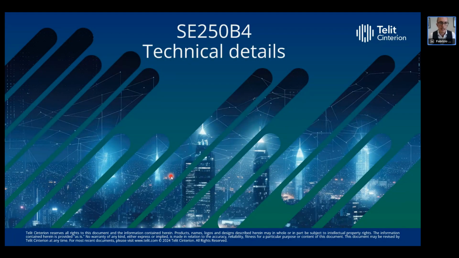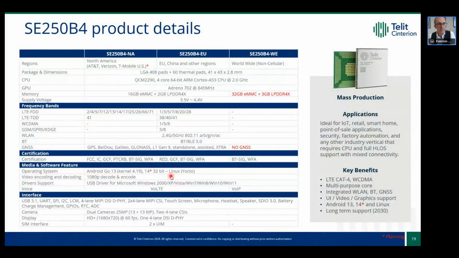Now it's time to see the smart module that Telit Cinterion has in production, the SC250B4. Please note that Telit Cinterion has other smart modules under development that are not shown in this webinar. If you are interested in more detail on the other smart modules we are developing, please get in touch with us. So the SC250B4 is the current smart module in production offered by Telit Cinterion.